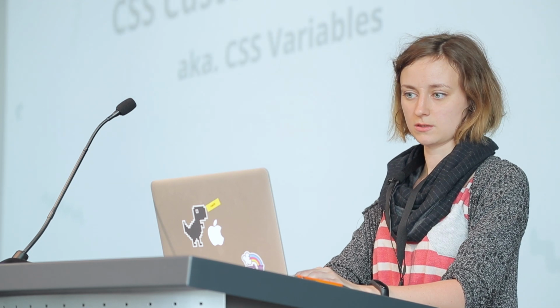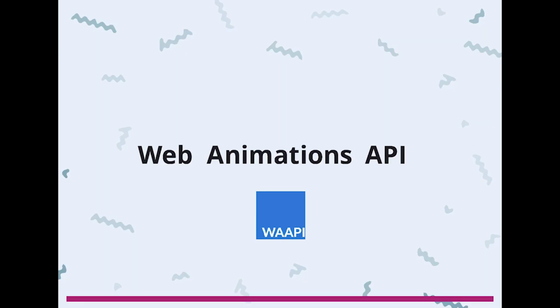Let's go to the Web Animations API. The Web Animations API tries to combine the advantages of CSS animation and performance, like hardware acceleration, with JavaScript. So you animate completely in JavaScript, but you have a lot of the advantages you have in CSS.